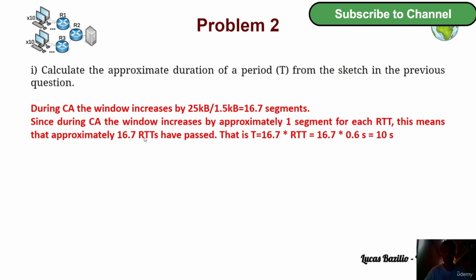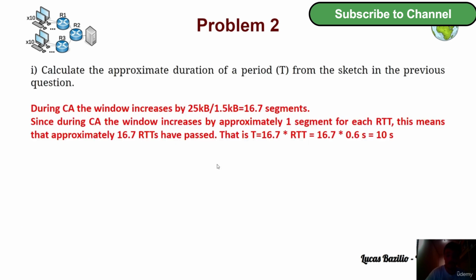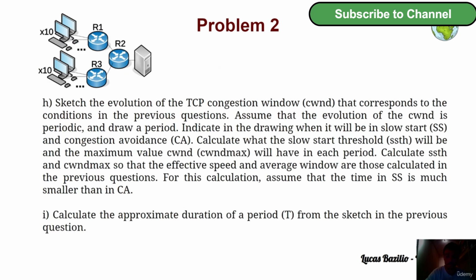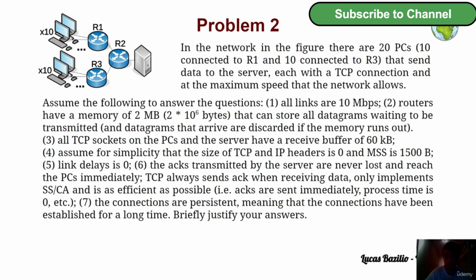So if the period is 16.7 round trip times, we only need to multiply 16.7 by the value of the round trip time, which is 0.6. And this gives us the value of 10. So the period on this sketch of the evolution of the congestion window is, as we can see here, 10 seconds. And this is the solution to question I of this problem. Very well, so with this last question, we finish the solution to this problem too.